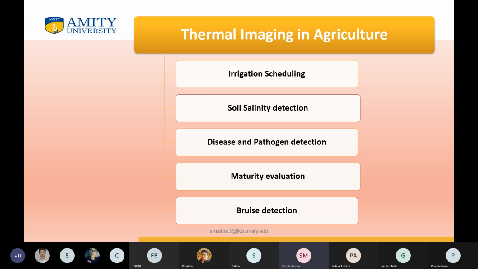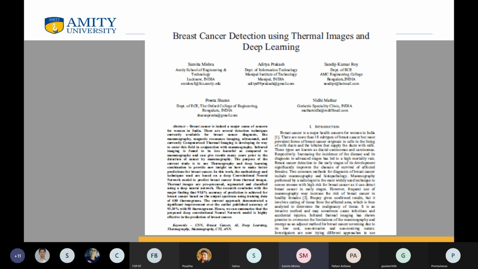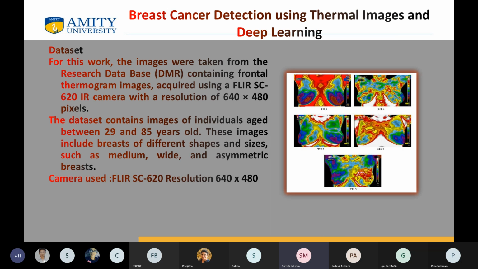Now I would like to discuss some of the work that I have done in thermal imaging. This is one of my recent publications. This work we did last year. What we did here is apply deep learning technology to thermal images taken from a benchmark data set, the DMR data set. This data set is available on request. After request, we got this data set, and it has images of healthy and infected people.